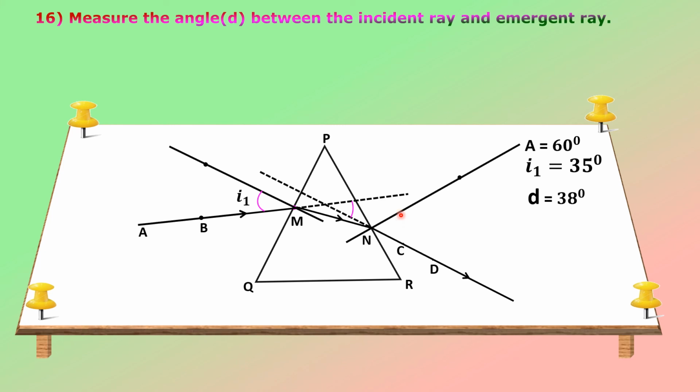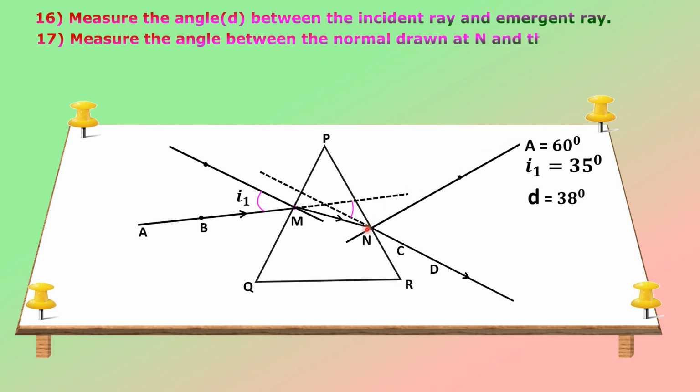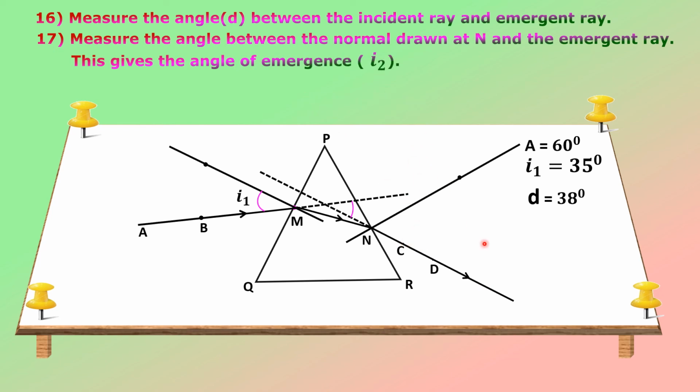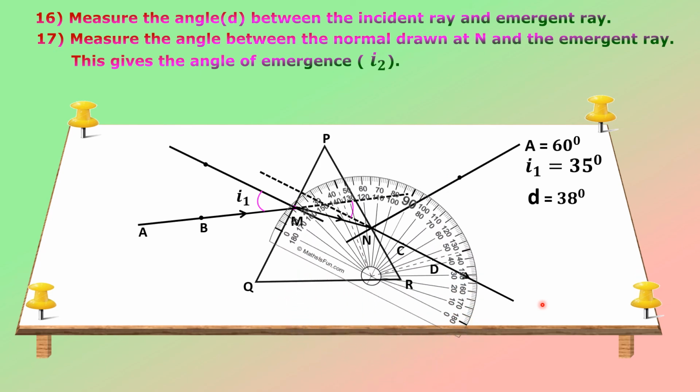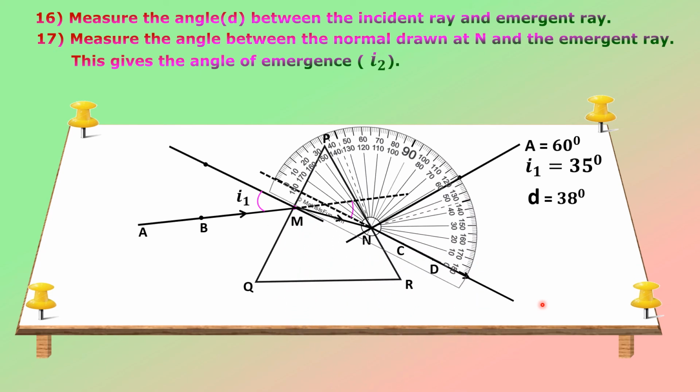And again let us measure the angle of emergence here. Measure the angle between the normal, this one, this is the normal drawn at N, and the emergent ray. This angle I am going to measure now. This gives the angle of emergence I2. So see here how much it is. So here it is 58 degrees. I2 equal to 58 degrees.